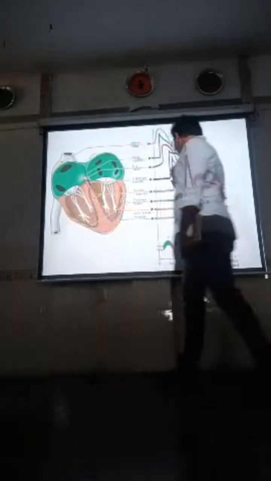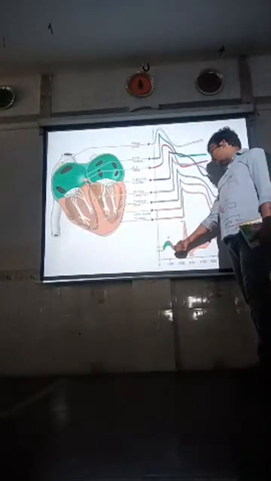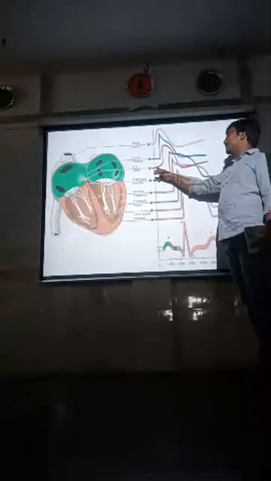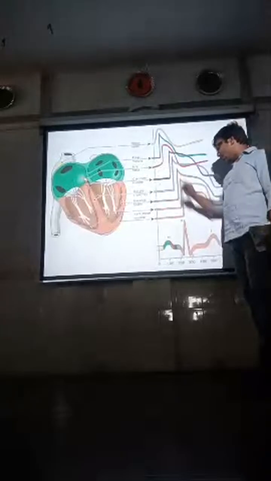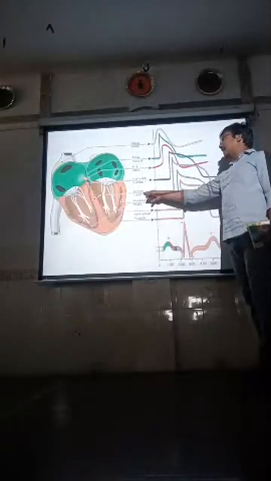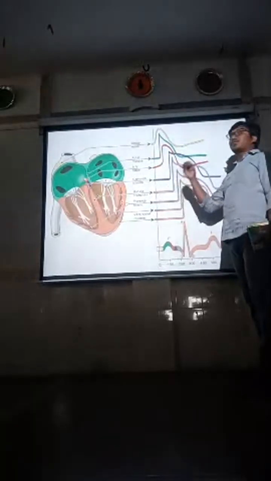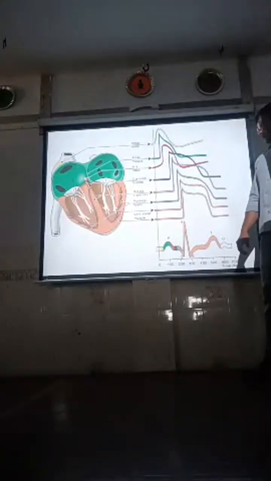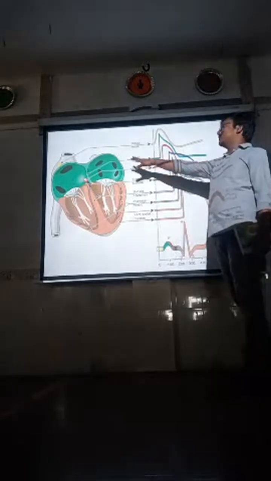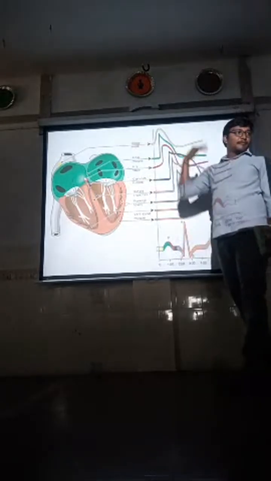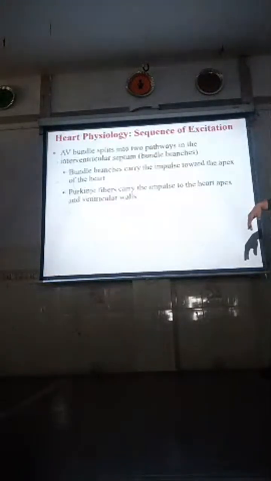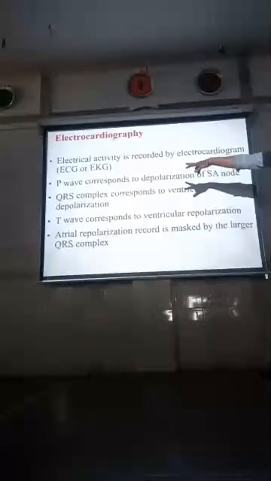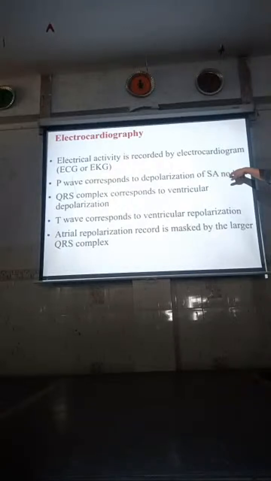At the same time, before the P wave ends, there are other parts which are also getting excited. AV node is getting excited, as well as the common bundle, as well as bundle branches are also starting to get excitement. So P wave is showing us the atrial activity. P wave corresponds to the depolarization of SA node.